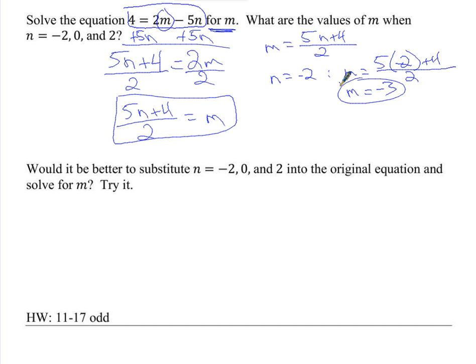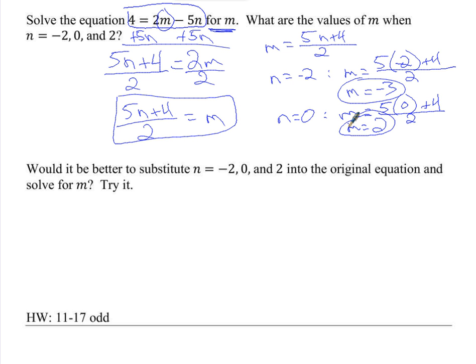They want 0 also, so when n equals 0, I'm going to write m equals what? I got to write this stuff down like I did up here, so I'm going to write 5 times 0 plus 4. Everything's divided by 2. So now I can do it in my head. I get m equals 5 times 0 is 0, plus 4 is 4. 4 divided by 2 is 2.